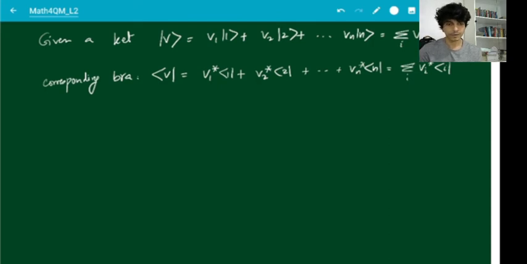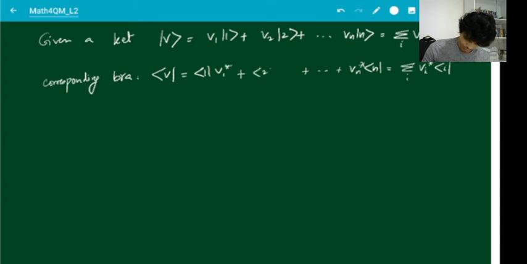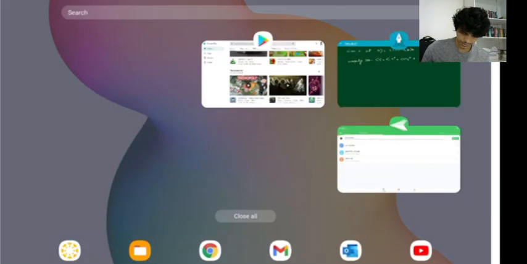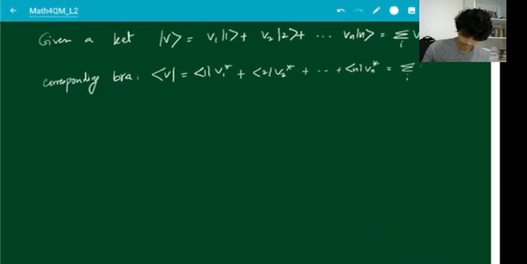And actually, often for the sake of notational consistency, we put the number on the other side. So generally, we write this as 1 with v1 star and 2 with v2 star. It doesn't mean anything because it's just the multiplication of a scalar with a vector.